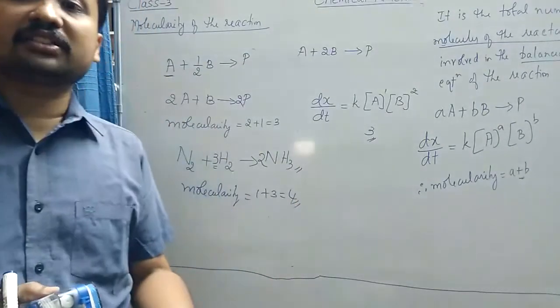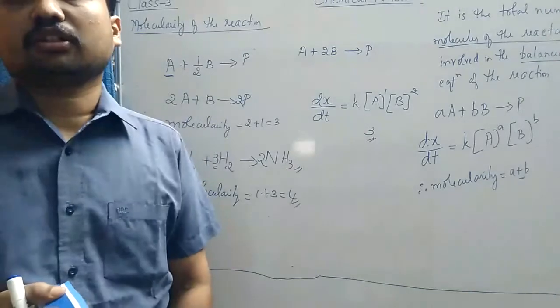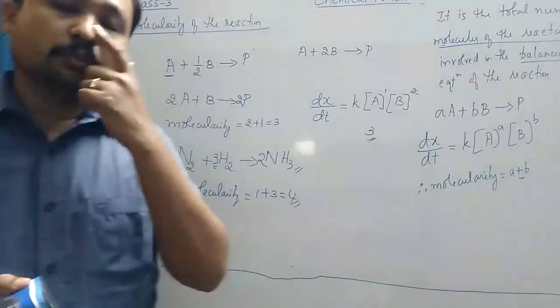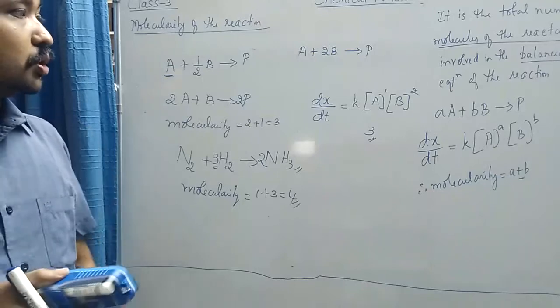What does it mean? A zero molecularity reaction? It means no molecule is involved, which is not possible. So molecularity of the reaction is always greater than 0. It is a positive number and it is a whole number. It is an integer. Okay.